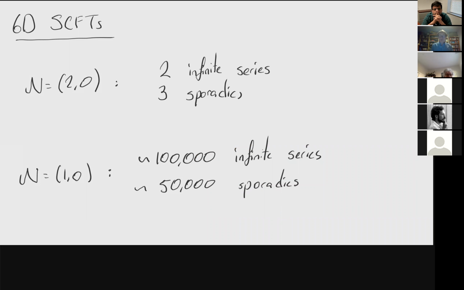So if you have a (2,0) theory in 6D, you have an ADE classification, that's 2 infinite series and 3 sporadics. If you extend to look at (1,0) theories, you find a lot more theories. So you find about 100,000 infinite series, and there's around 50,000 sporadics. These numbers are more of an order of magnitude kind of numbers, but they're about right. So that's a lot more SCFTs in 6D to play with.